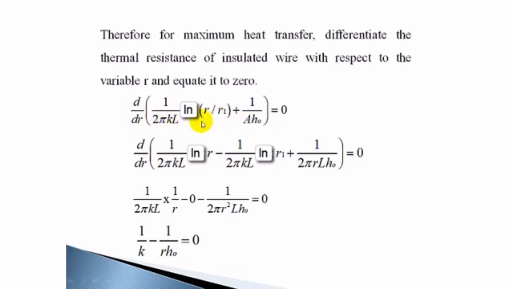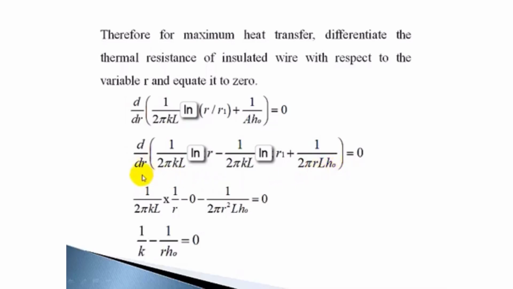I have expanded this log r by r1; you can write it as log r minus log r1. So you get 1 by 2 pi kL into log r, minus 1 by 2 pi kL into log r1, plus 1 by h naught A. A I will replace by the outer area, which is 2 pi rL. For a cylinder, the outside peripheral area is 2 pi r, the circumference, into L. That will give the outside exposed area.